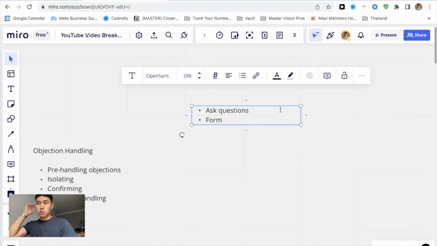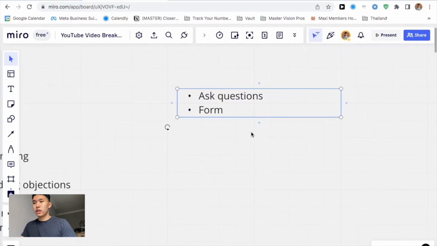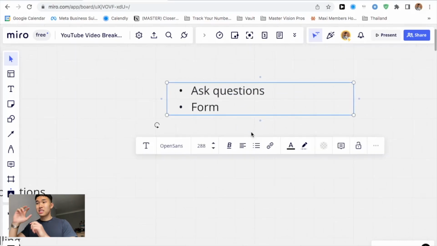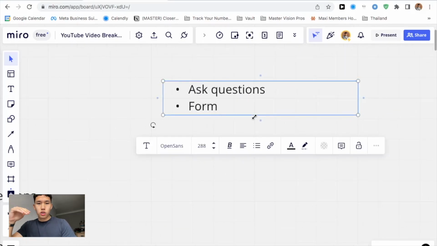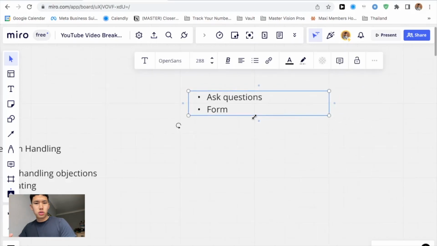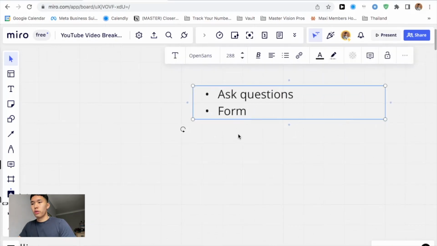Another example, same thing with the money. Let's say you have a tick box for what is their budget, and if it's below the desired budget, then you can cancel the call. But again, you can only do that if you are making money and you're booking a ton of calls. Don't do it in the beginning because you don't have that privilege yet.